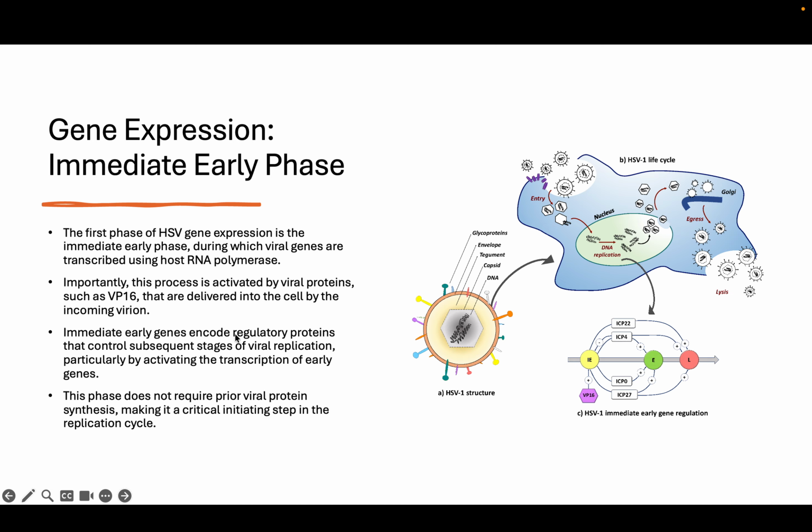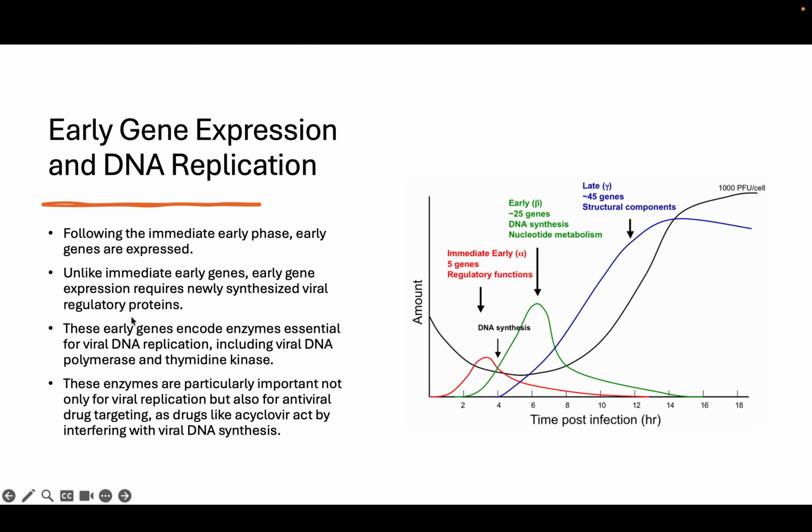That's why we need tegument proteins, because this immediate early phase relies on not having already viral protein synthesis. It relies on there already being a protein there, which is this VP16. That's why with these herpes viruses, you need tegument proteins. They really start off the replication. Once you have VP16, it induces the immediate early genes, you get their transcription and translation, and you have 5 regulatory proteins being produced.